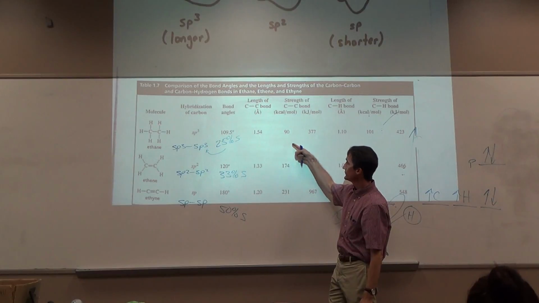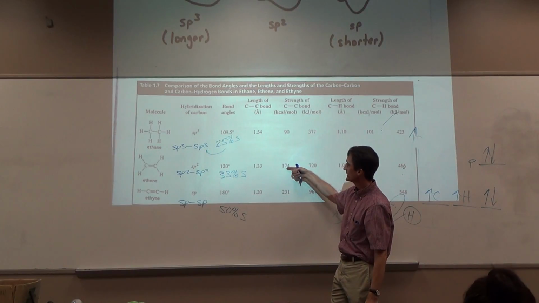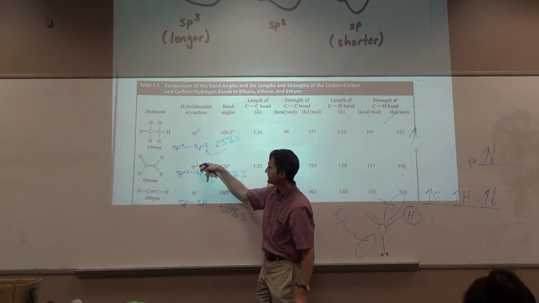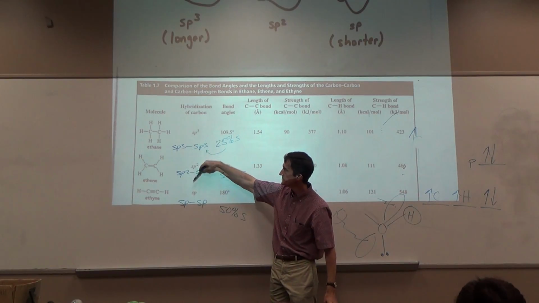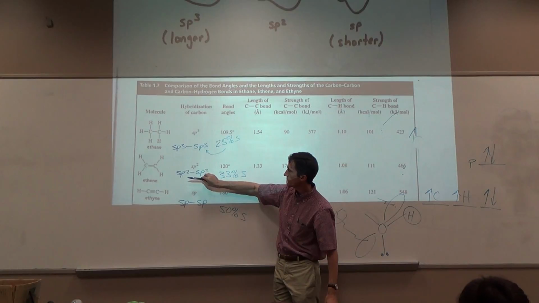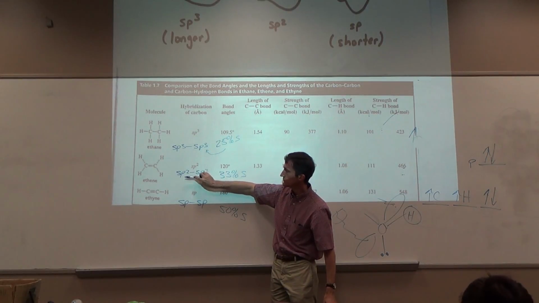How do you get 174? It's sort of a combination of two different sigma bonds. Just don't worry about it. The main important thing is, do you understand, the more stable your orbital, the stronger the bond it makes.